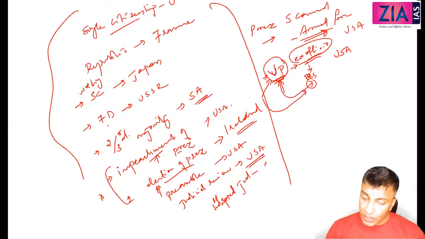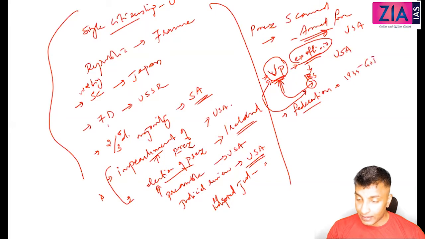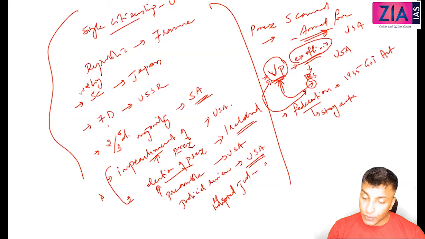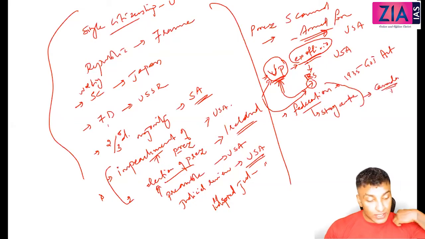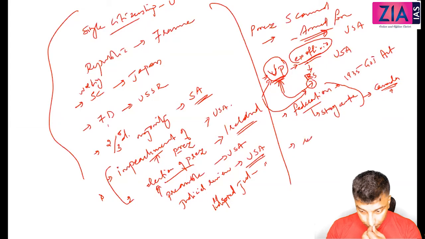Okay. What about federalism? What about this? Just before, I told you, 1935 Government of India Act, right? But federation with a strong center, if that is what I'm asking, then Canada. Okay, so federation with a strong center is from Canada. What about this residuary power with the center? Residuary power with the center, from where?